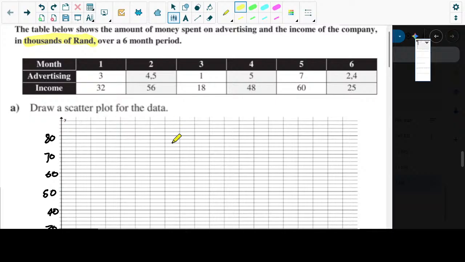According to me, I'll read the statement. Remember, these things like life science join the graph, so if you're doing life science, you can take advantage of it. It says the table below shows the amount of money.